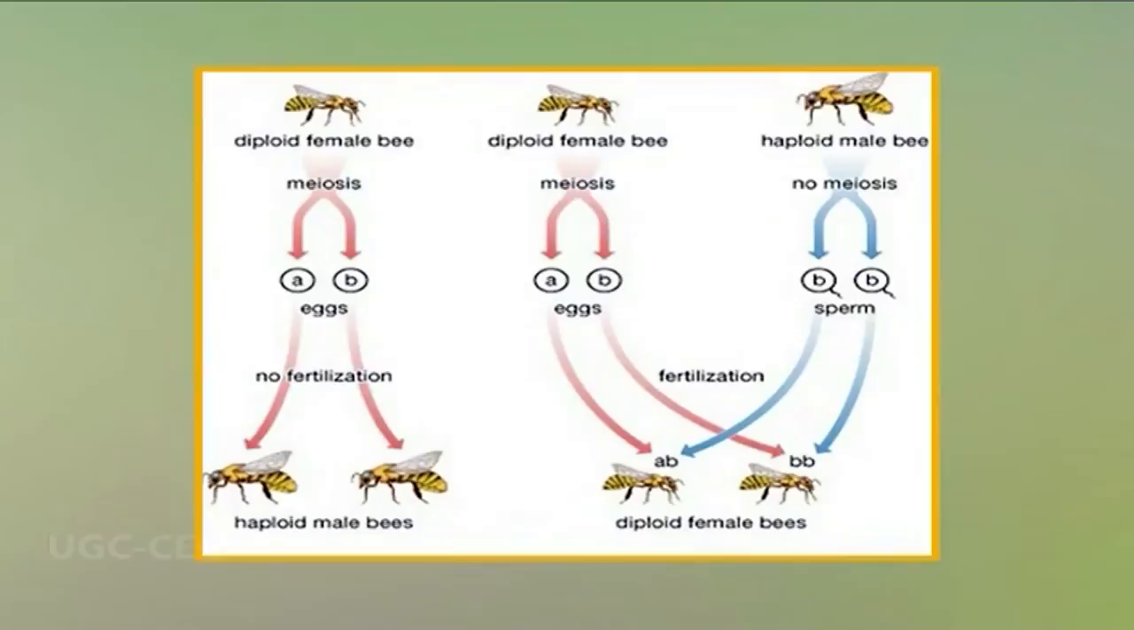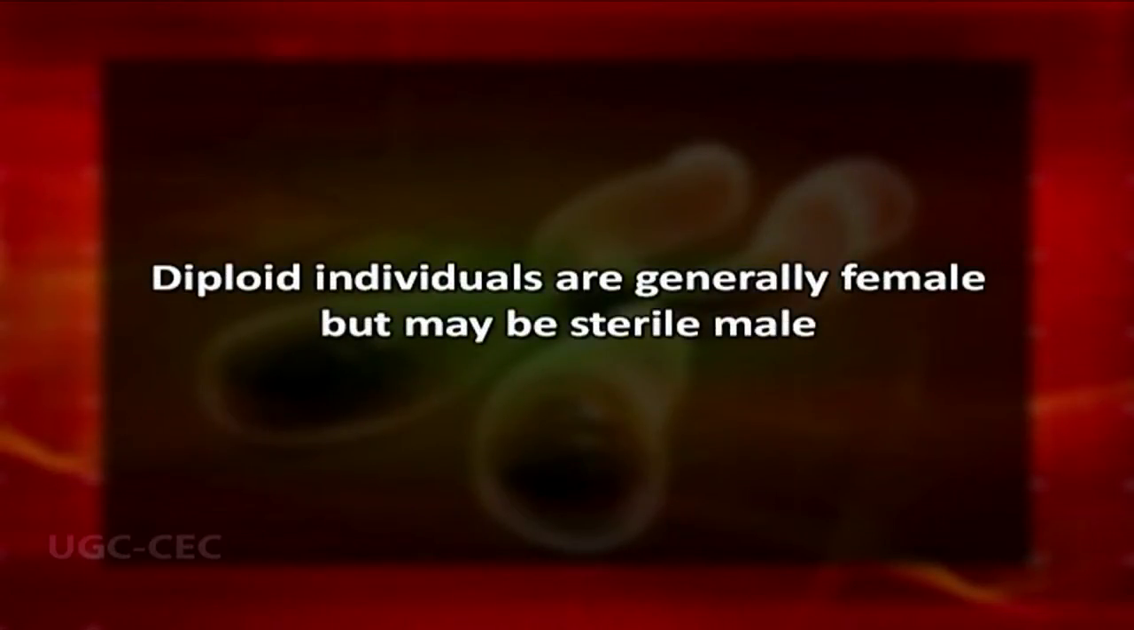Now, let us briefly discuss what haplodiploidy is. Haplodiploidy is found in insects belonging to Hymenoptera, such as ants and bees. Unfertilized eggs develop into haploid individuals, which are the males. Diploid individuals are generally female, but may be sterile males. Males cannot have sons or fathers.